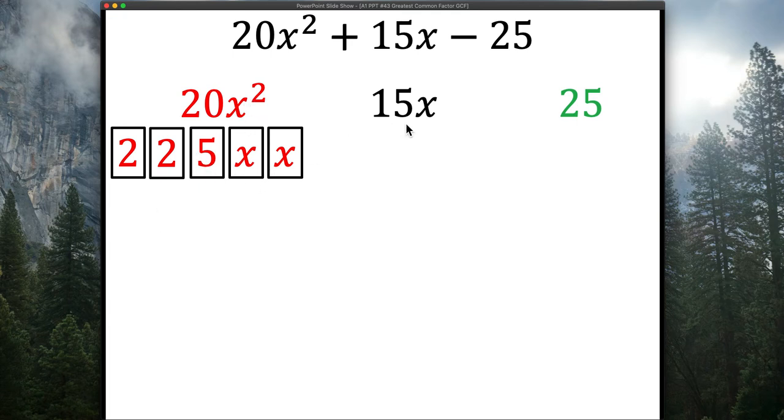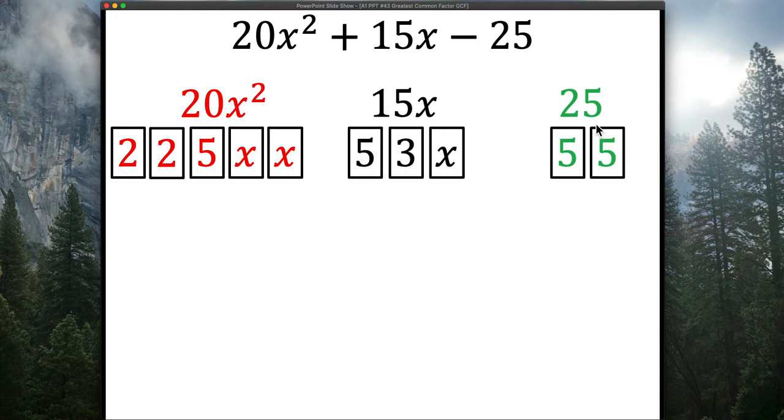x squared is an x times an x. 15, same thing, that's a 5 and a 3, and then an x. 25 is a 5 and a 5. Now, in order for you to take a number out to figure out what was distributed, it would have had to be distributed to all three parts. It can't just be in two of these. It has to be in all three of them. So if I look at the red group, the black group, and the green group, the only number that's in all three of these is this 5.